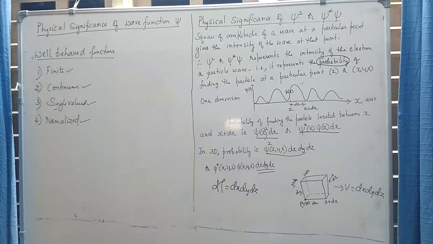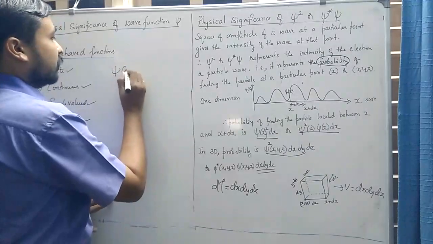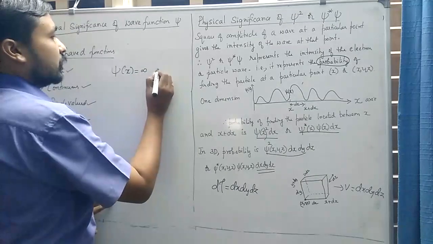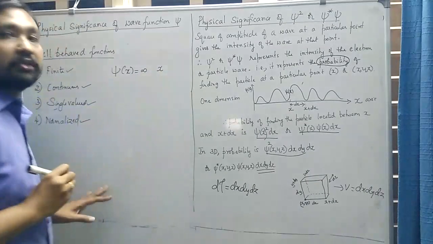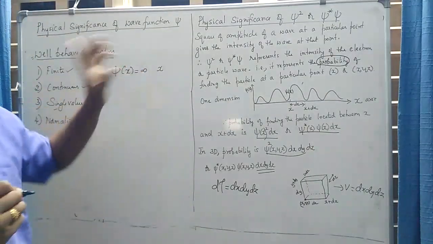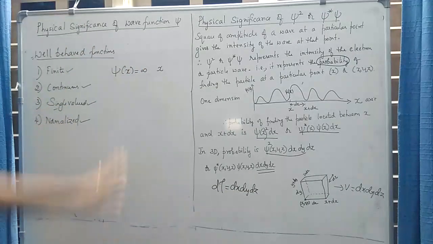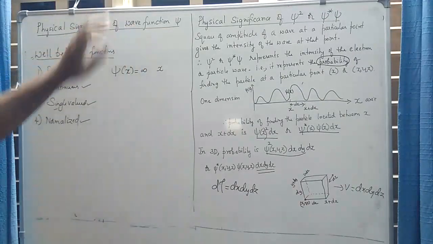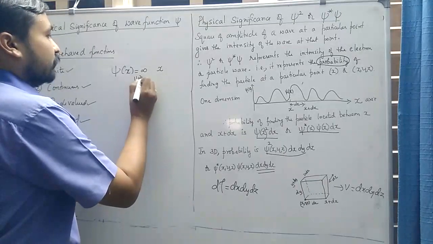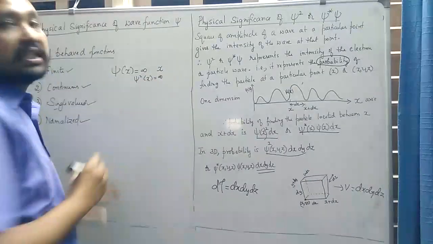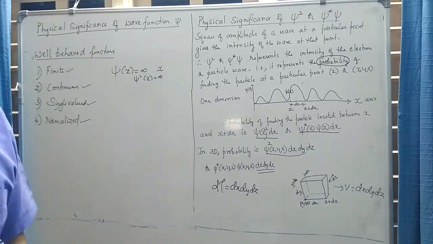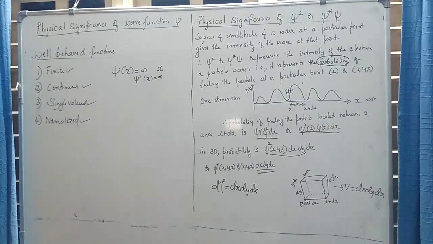Probability is always finite. So if a wave function psi of x becomes infinity at a particular value of x, it means it is not a finite function. So what does it mean? If I take the square of this, psi square of x is also equal to infinity. What does it mean? It means that the probability of finding the particle at position x is infinity.